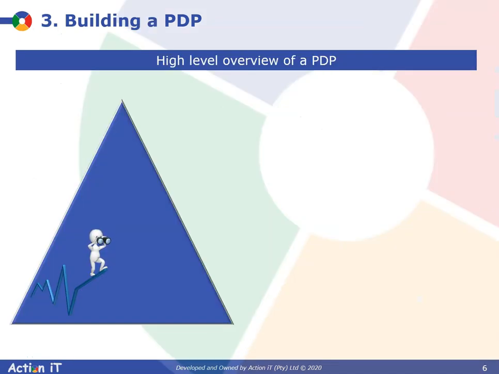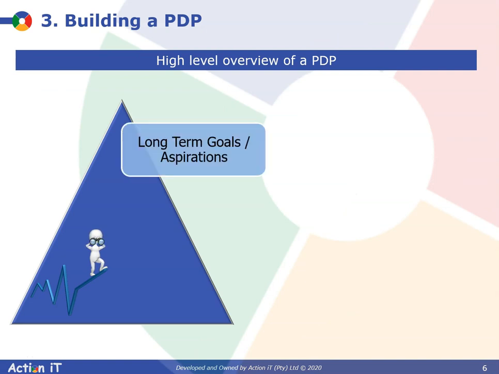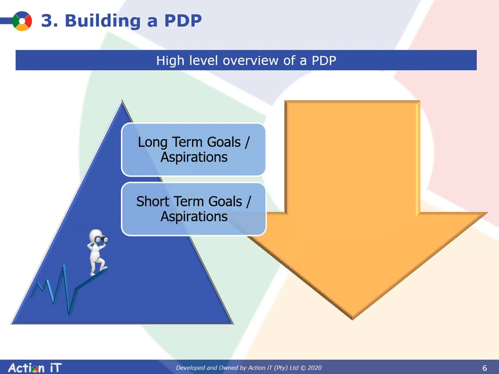I will now give you a high-level overview of a PDP. The process starts with understanding the long-term goals and aspirations of the organization and the employee. This can be best explained through an example. Let's assume that I would like to train as a barista, and my long-term vision is to own my own coffee shop. My long-term goal and aspiration would be to own a coffee shop. This goal or aspiration needs to be broken down to short-term goals and aspirations.